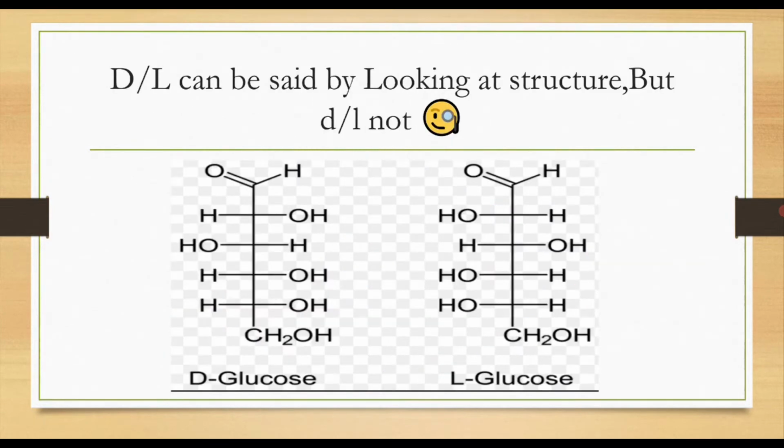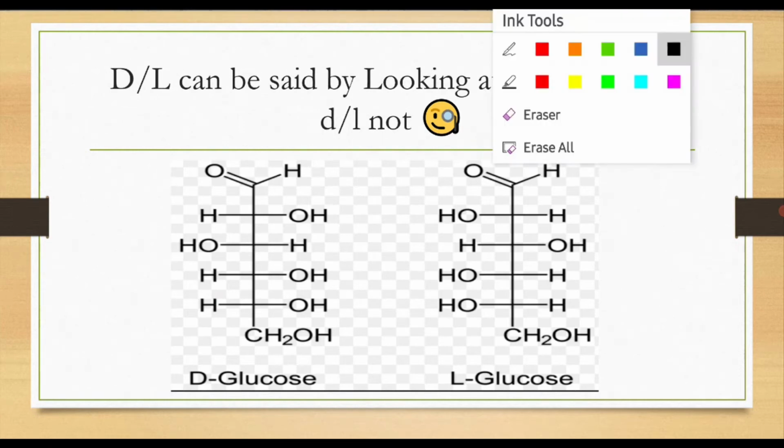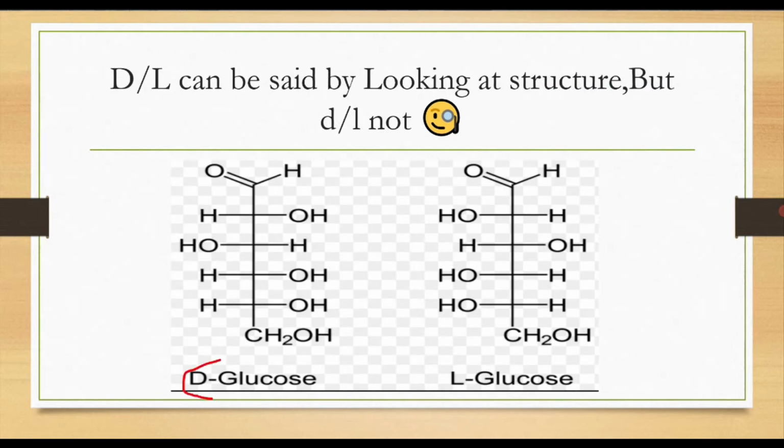Next, it is written that DL can be said by looking at structure, but small d, small l not. It is what we have discussed. Let's see, it is D-glucose. Why is it D-glucose? It is in proper Fisher projection. Here, if there is more than one chiral center, after writing in proper Fisher projection, you have to look at the last asymmetric carbon, that means the last chiral center. Here it is the last chiral center, and between the two horizontal groups, the higher priority group OH is on the right side, that's why it is capital D.